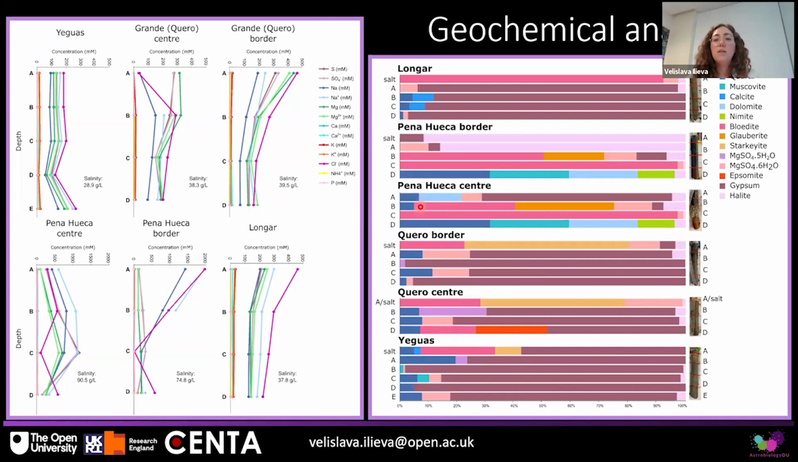At Penahueca, the story is very different. With Penahueca, we see the same stratification that we saw with our eyes as well as in the chemical data. At the top of the core, we had a lot more halite, as well as darapskite. And then as we're progressing through, the mineralogy changes.